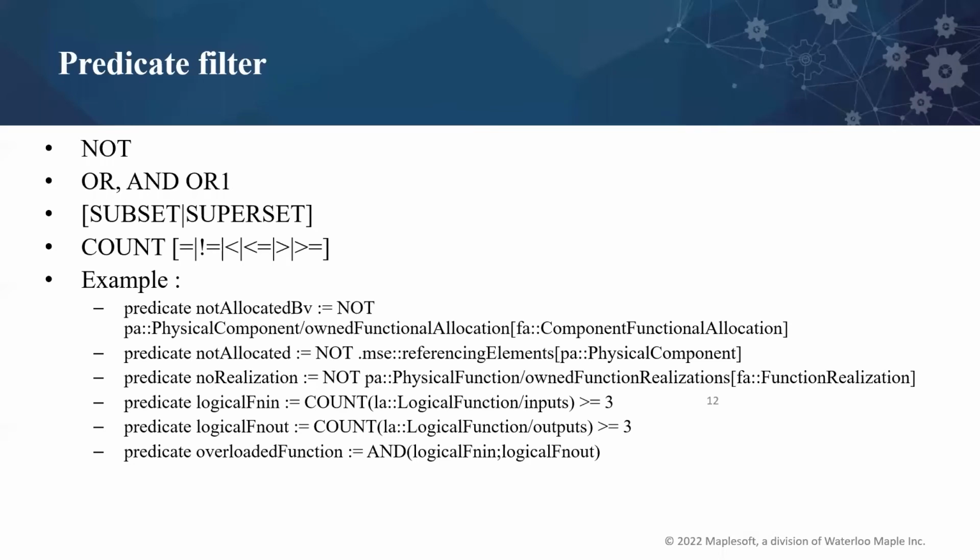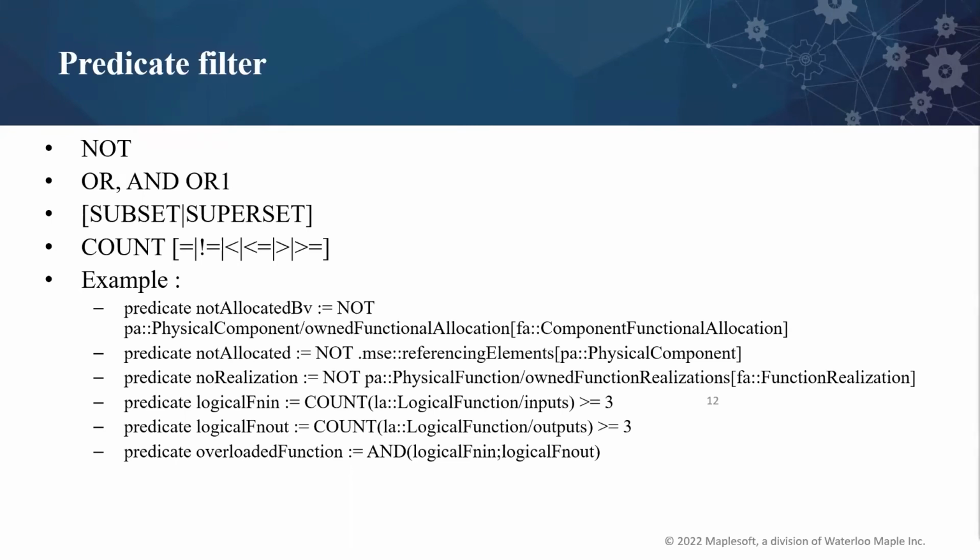For example, let's say you want to display the physical component that has no functions allocated to it. I will define a predicate that says I want to get the physical component without any functional allocation. That's what the first predicate here means. The second one gets the physical component that has no relation to it, any kind of relation. In the first case, we filtered out the physical components that only do not have a functional allocation. In the second case, I'm filtering out physical components that do not have any kind of relation to any model element in a Capella model.